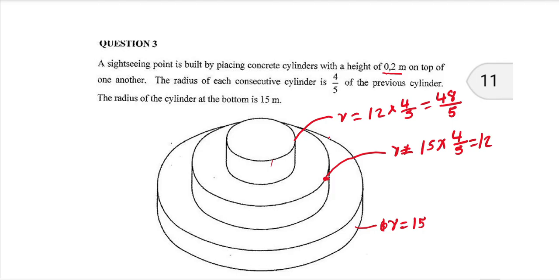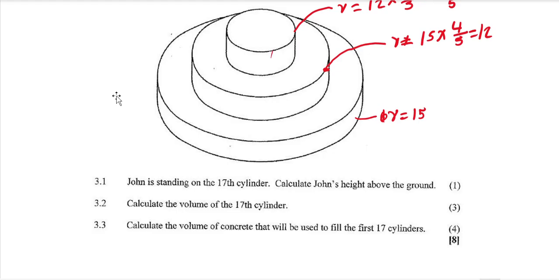So here we go. Why am I doing this? I'm doing this because they say the radius of each consecutive cylinder is 4 over 5 of the previous cylinder. If we want to find the radius of this one, we must multiply the previous radius with 4 over 5. That's why I'm doing this. So let's go and answer our question. They say John is standing on top of the 17th cylinder, on cylinder number 17. Calculate John's height above the ground.